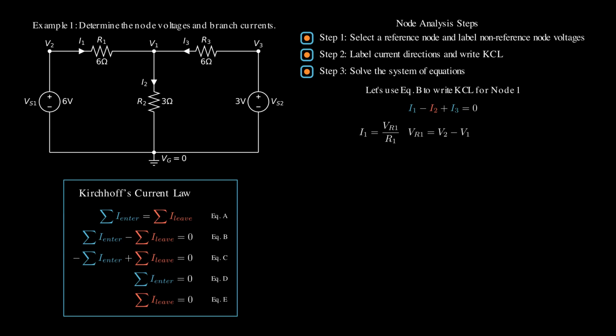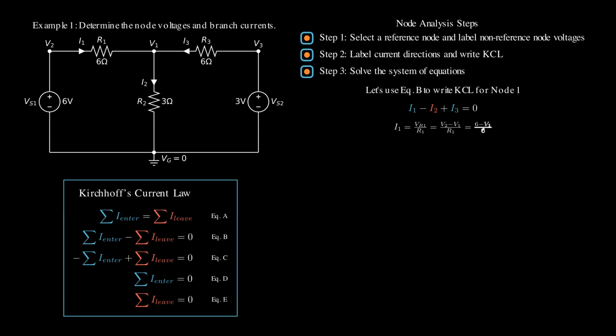A common question here is why VR1 equals V2 minus V1. Why not VR1 equals V1 minus V2? The short answer is because of the current direction we defined. I will answer this question later, before too many interruptions.